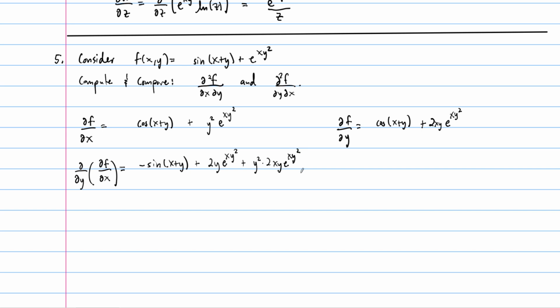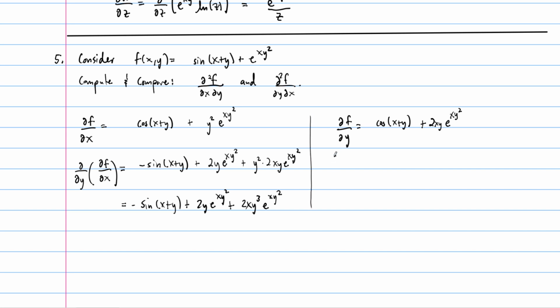And then we can kind of simplify all this. So this is going to be minus sine of x plus y plus 2y e to the xy squared plus 2xy cubed e to the xy squared. That's upstairs, e to the xy squared, right? All right, we can leave it like that. So that's nice and organized. So that one's done, right? So I'll draw a line right here.